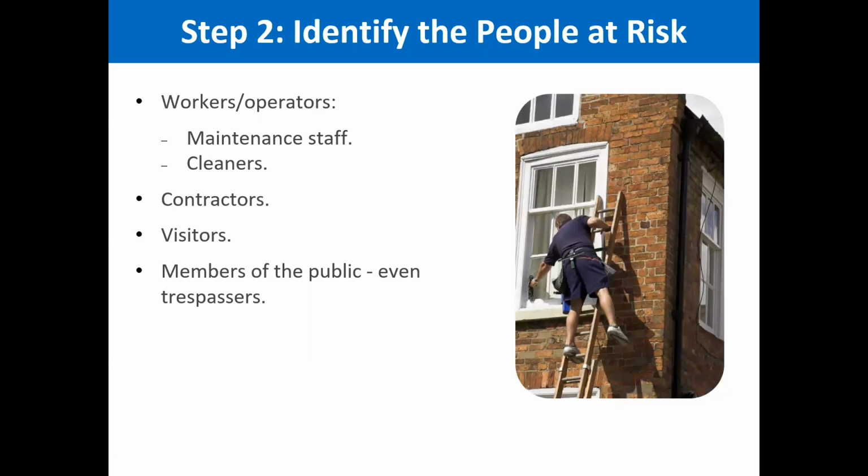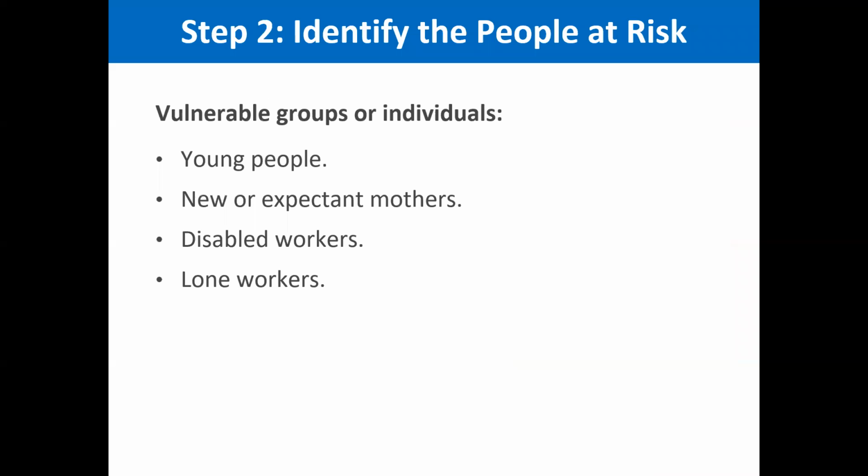Step number 2 is to identify the people at risk. So it is very, very important that you identify everybody who is exposed to the risk. It can include maintenance staff, cleaners, contractors, visitors, even members of the public and trespassers. You can consider them as well, because once they are on your premises, they are your responsibility.